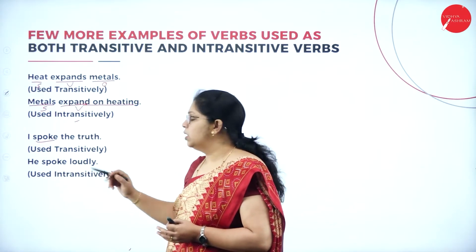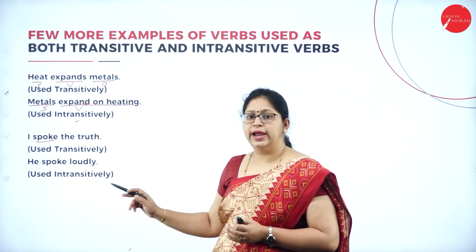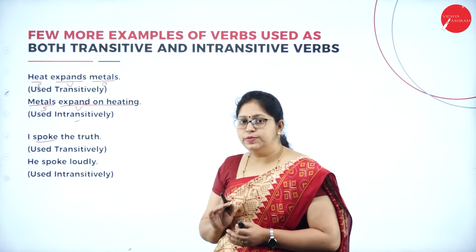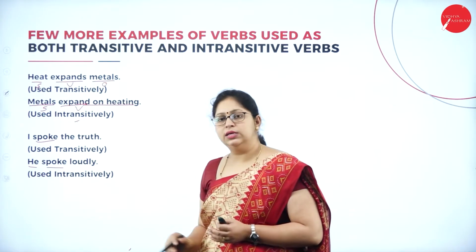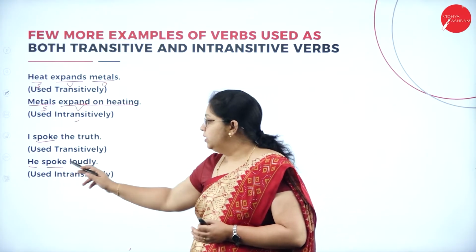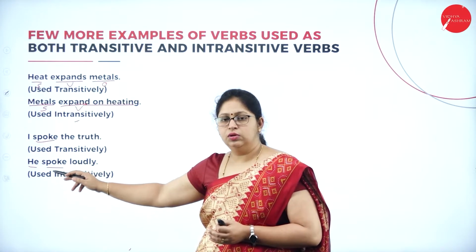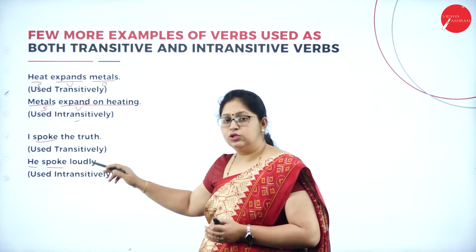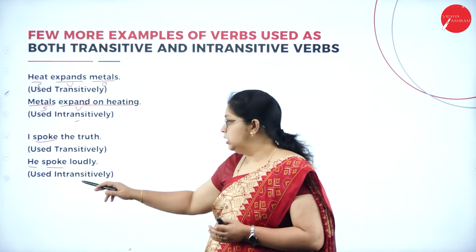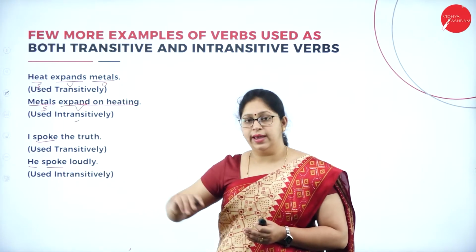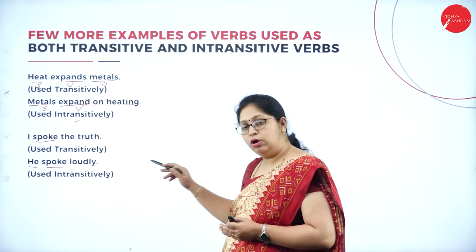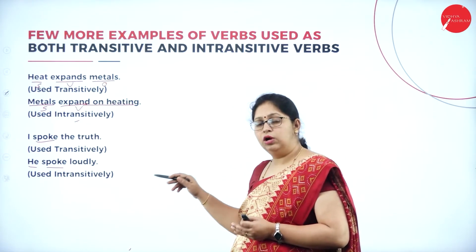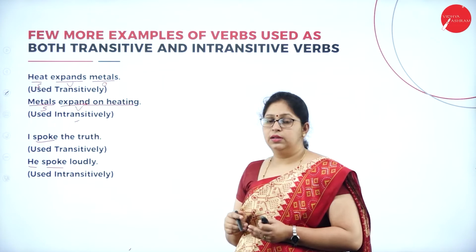Next, he spoke loudly. Loudly is an adverb. It is not the object here. Correct? He is the subject. Spoke is the verb. Loudly is an adverb. How did he speak? Loudly. So this is supporting the verb. There is no receiver. Correct? If the sentence was he spoke loudly to the old man, then the old man would be the receiver, the object.